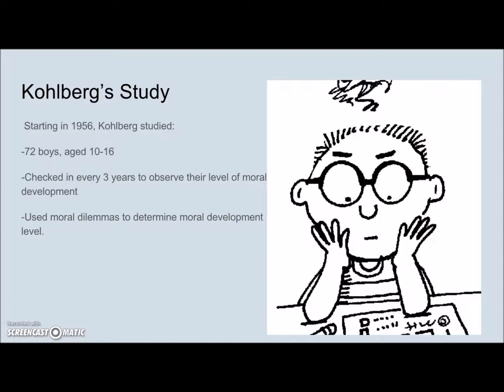One such dilemma is that of Heinz, a man who could not afford to pay for expensive drugs to save his wife from cancer. Should Heinz not steal the medication? Should he steal the medication and accept jail time? Or should he steal the medication and not be imprisoned? Based on responses to dilemmas such as these, Kohlberg would determine the level of moral reasoning his subjects had attained.